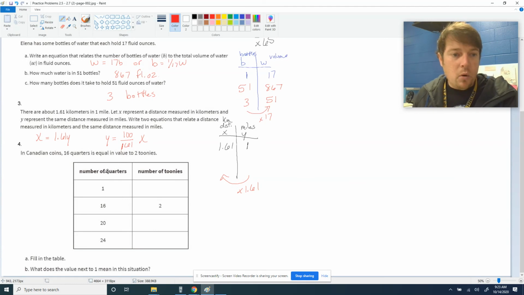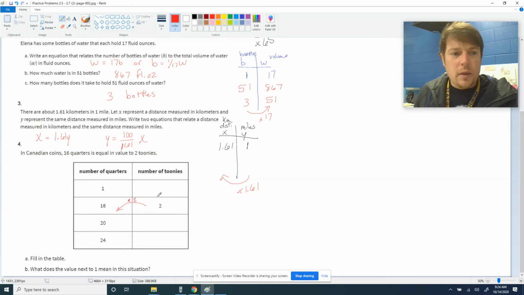Okay, number 4. In Canadian coins, 16 quarters is equal in value to 2 toonies. Canadians have some weird names for their coins and for their money up there, obviously. So toonies are coins that they have, and it takes 16 quarters to equal 2 of them. We have the relationship shown here. We can spot a constant pretty easily with multiplication by 8, right?